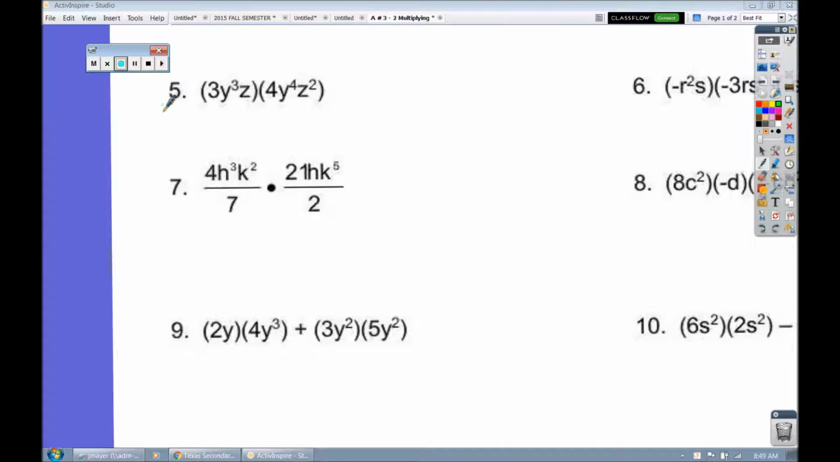Try number 5 by yourself here. I'll give you about a 15-20 second head start and then I'll see where you're at. Give you a hint. Start with your numbers, then go to your letter y, then go to your letter z.